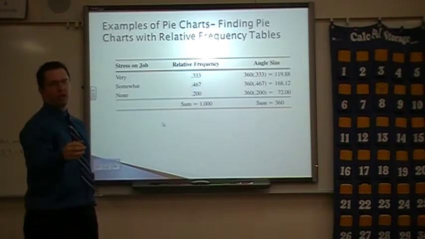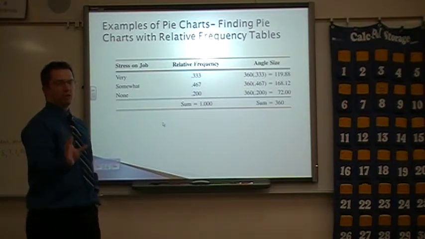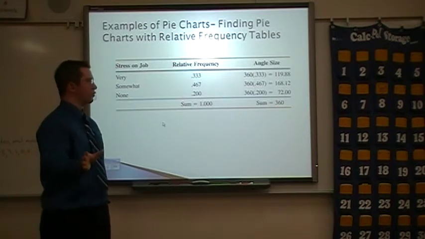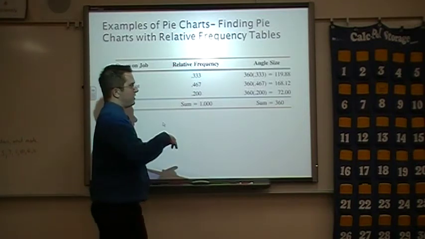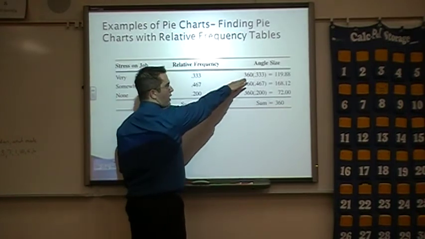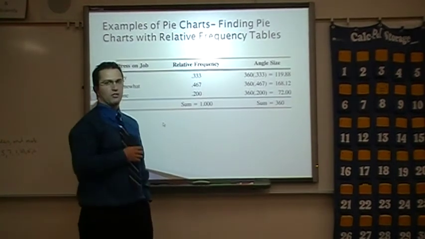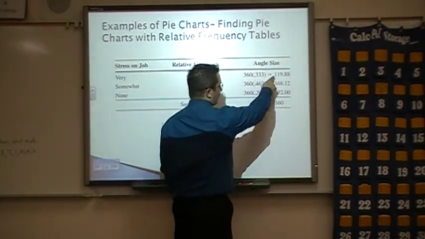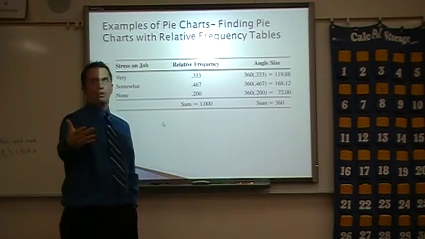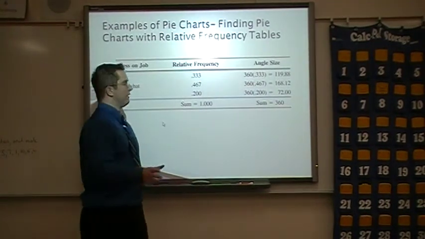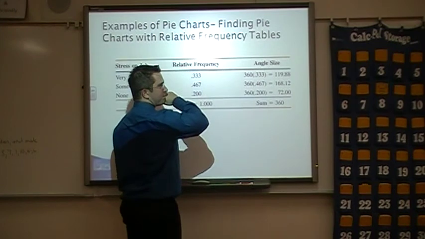We want to turn it into angle measures because when we make a pie chart, your whole pie has 360 degrees. We want to know how big each angle is. So we take 0.33, multiply it by 360 degrees to get our angle measure. That way when we draw our pie, we know how big each slice is. So we take 360.